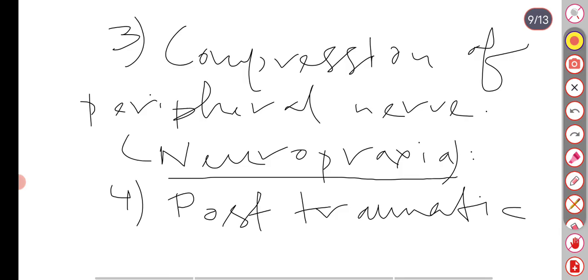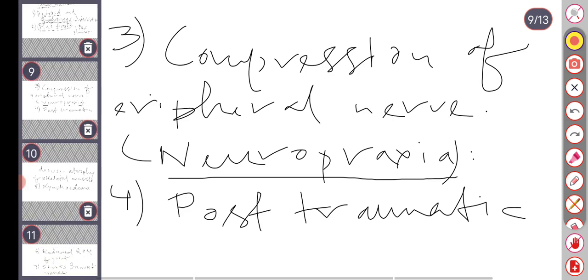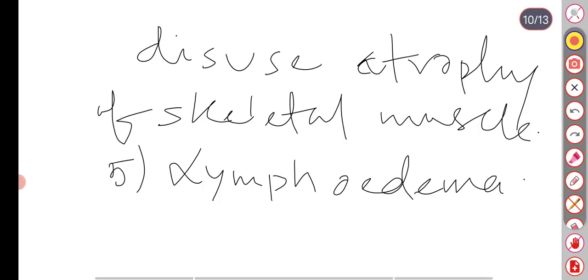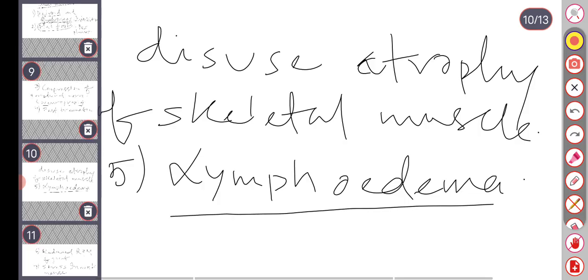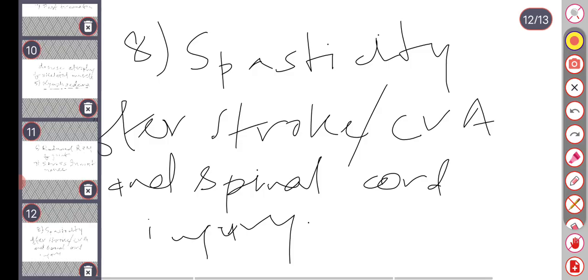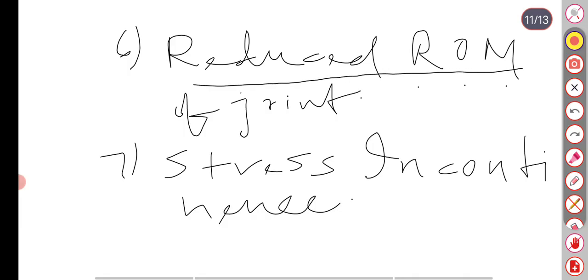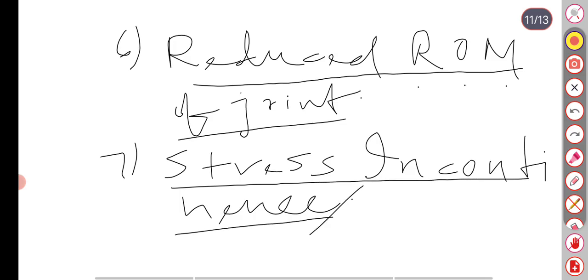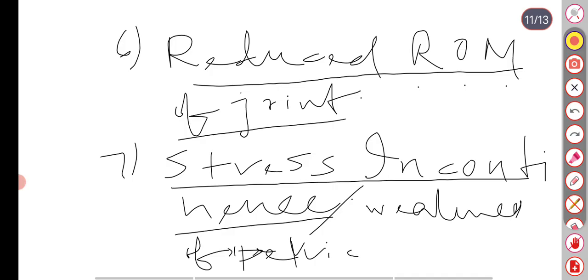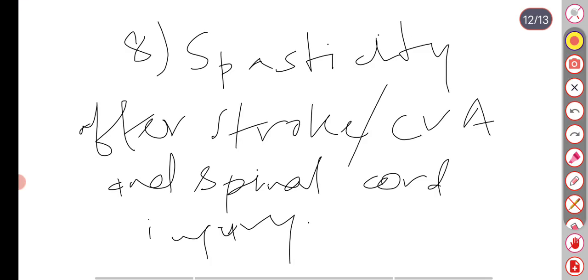The FARADIC type of current is used. Number 4 is the post-traumatic disuse atrophy of the skeletal muscles. Next one is lymphedema and reduced ROM of the joints and stress incontinence. What is stress incontinence? That is the weakness of pelvic floor musculature. Okay. Next one is spasticity after severe stroke, and spinal cord injury.